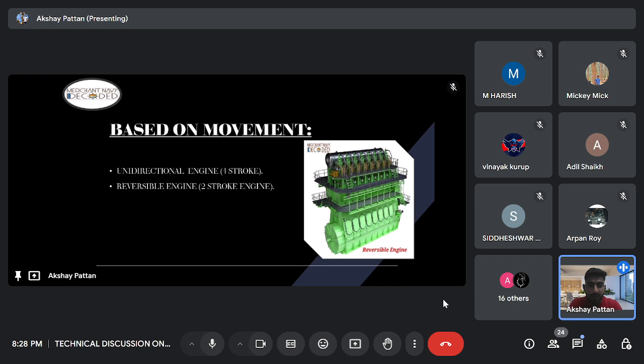But in a reversible engine, the crankshaft rotation can be altered to the reverse direction. That is the difference between a unidirectional engine and a reversible engine. Four-stroke engines are unidirectional engines. Four-stroke engines cannot be reversed, whereas two-stroke engines can be reversed, only two-stroke engines. For example, the main engine of the ship is a reversible engine, whereas the auxiliary engine is a unidirectional engine.